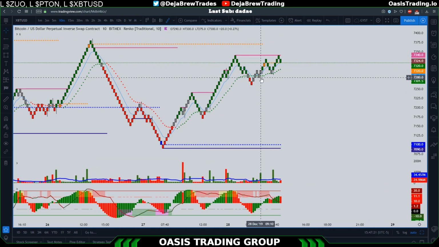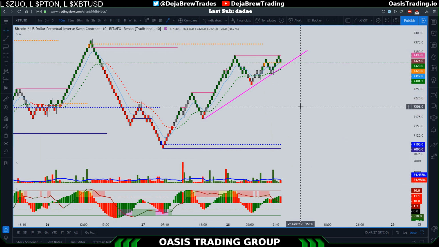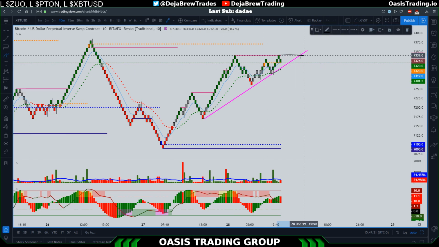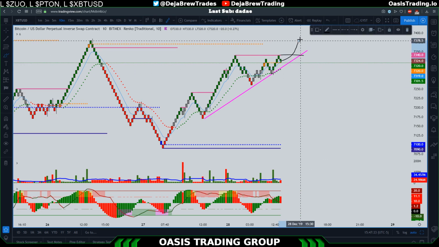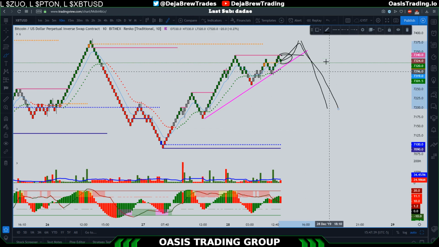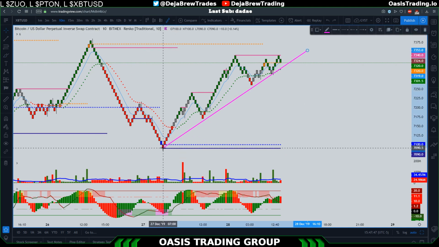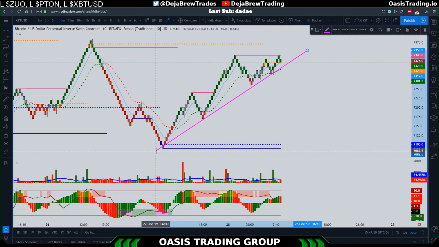You have a Renko resistance being tested here. The problem is, it looks like an ascending triangle. So it looks like it really wants to kind of fake you out here. It wants to break and then fail. So if I took a short here, I feel like I'm getting it a little early and I might get chopped out. Looks like a little bit of an ascending triangle.